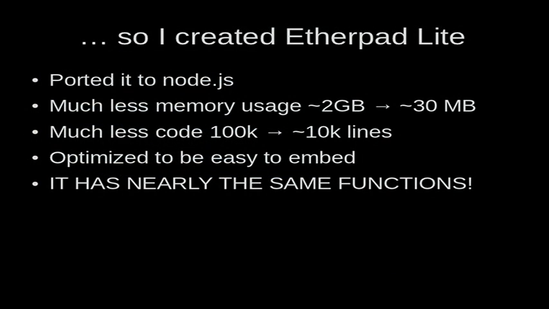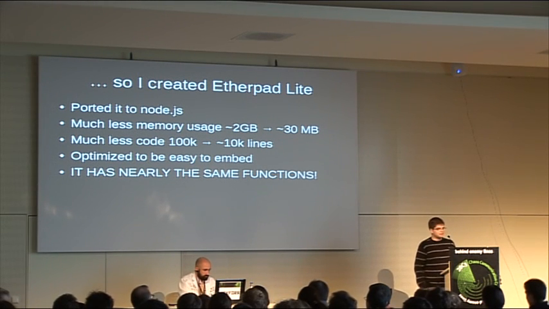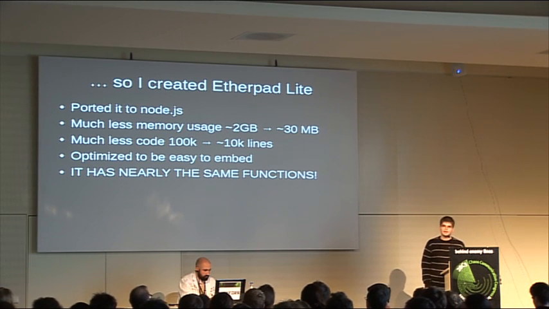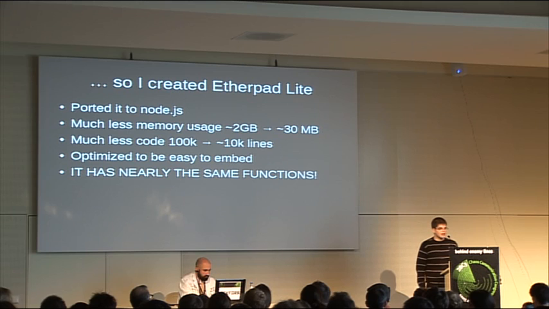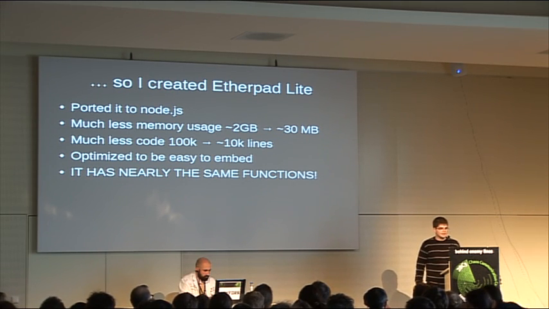This is why I created Etherpad Lite. So Etherpad Lite basically takes some of the source from the original Etherpad and we ported it to Node.js, which is JavaScript on the server side. So this port uses much less memory. We went from 2 GB to about 30 MB RAM. We have much less code, from about 100,000 lines to 10,000 lines.